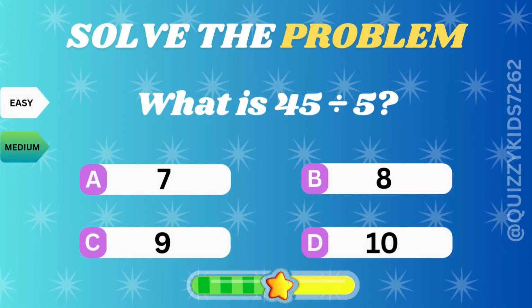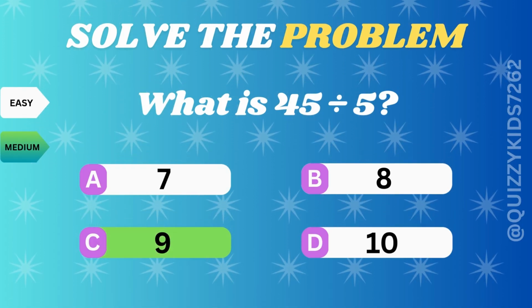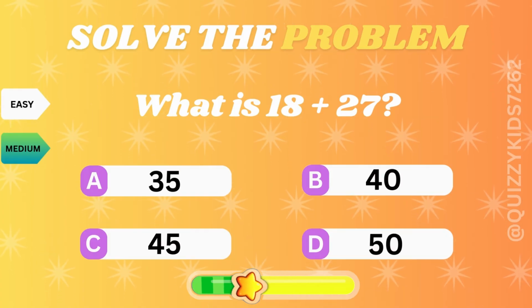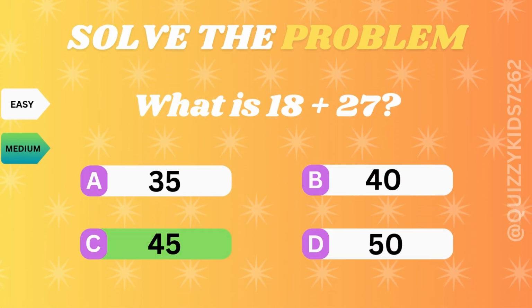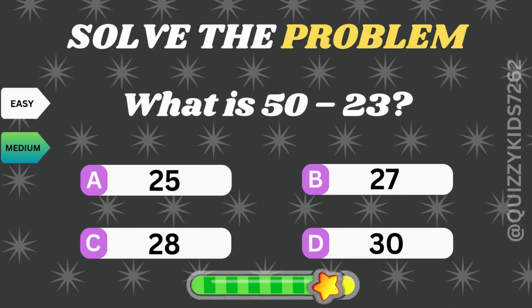45 divided by 5. 9 is the right answer. 18 plus 27. 45 is the right answer. 50 minus 23.